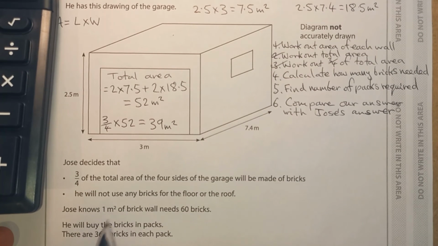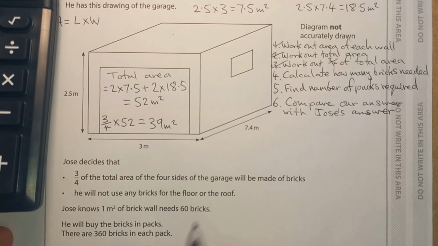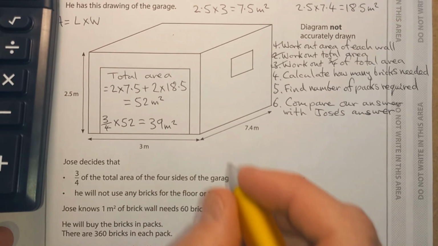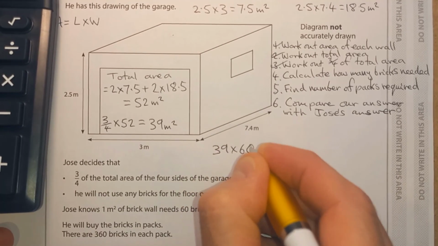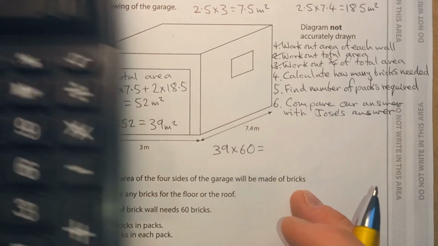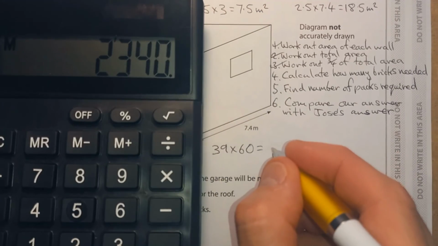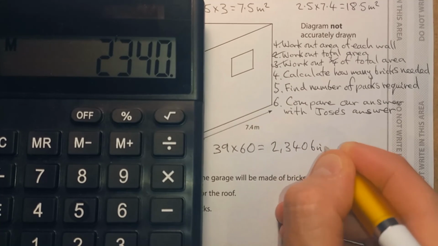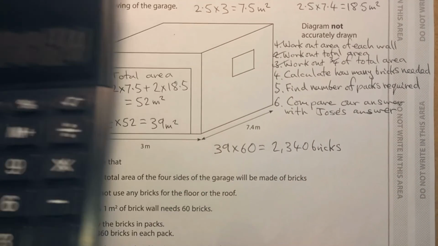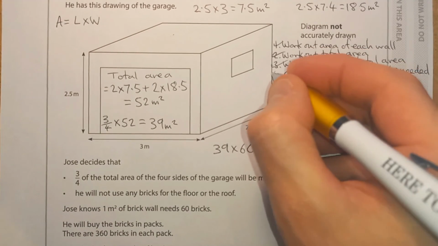Jose knows 1 meter squared will need 60 bricks. So if it's 39 meters squared, we want 39 lots of 60 bricks. So 39 times 60 gives us 2,340 bricks. Okay, so that's step 4.